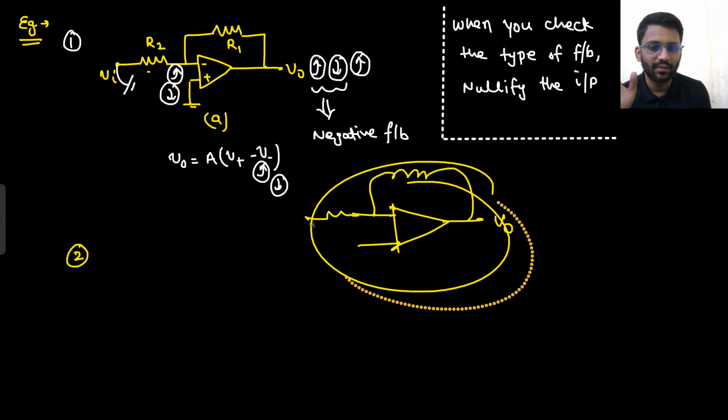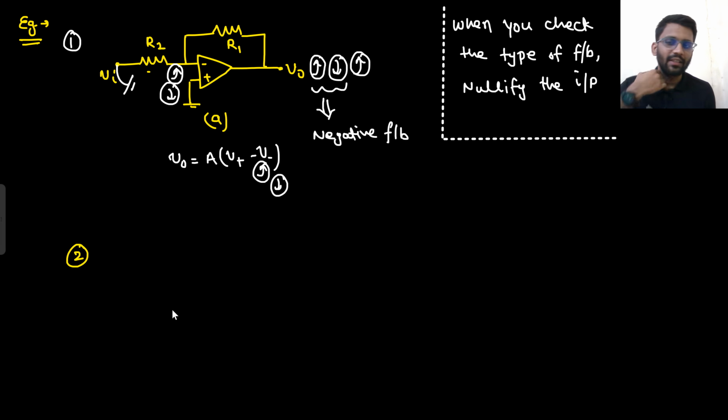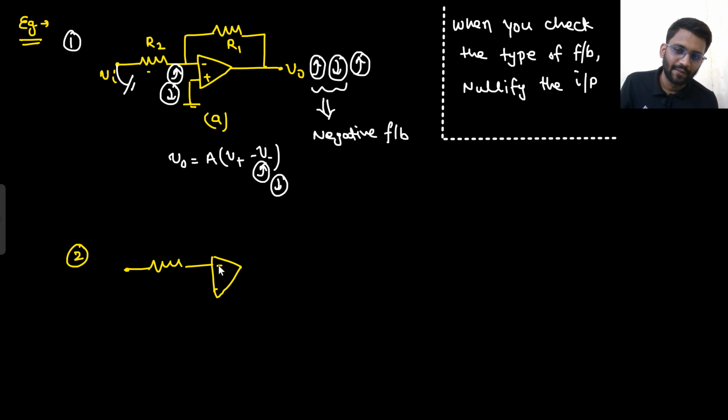Understood? Now take the second example. What we are going to do? We are going to copy the same circuit only. Just the negative sign will be replaced with a positive sign. And then you can tell what kind of feedback that is. Right? You can certainly tell it.